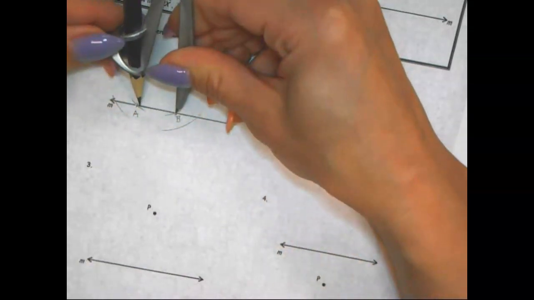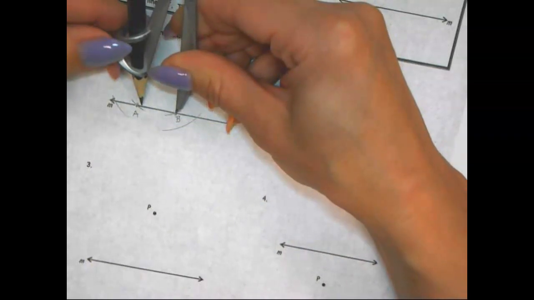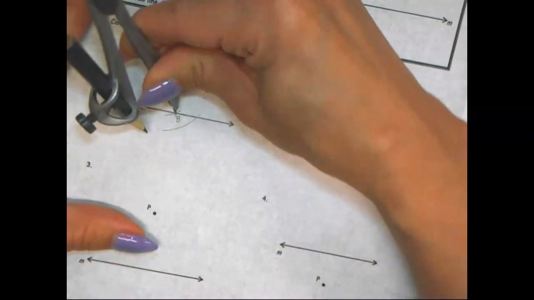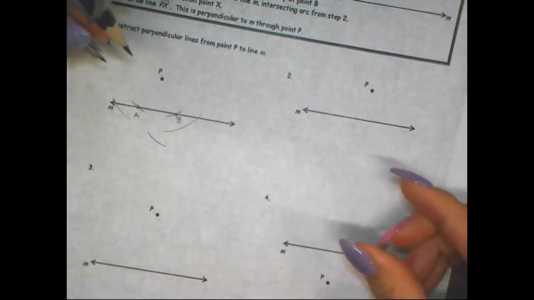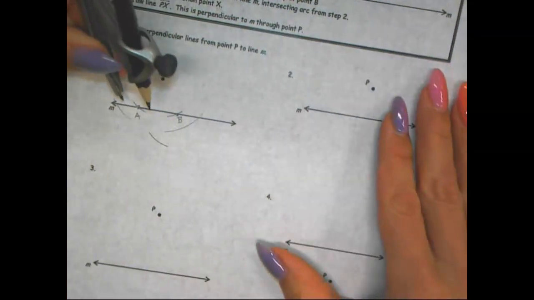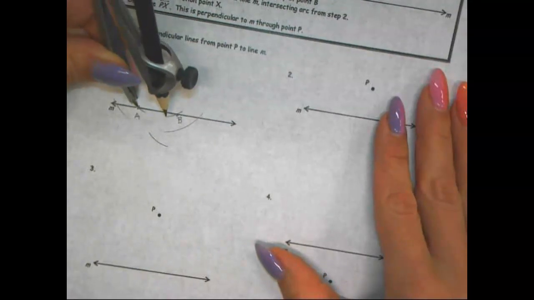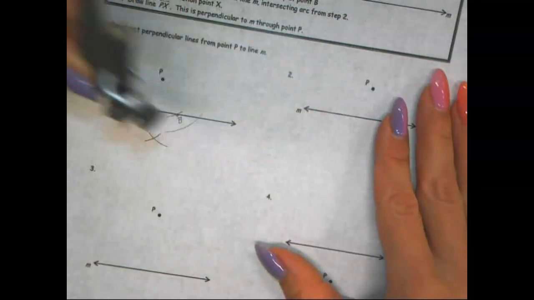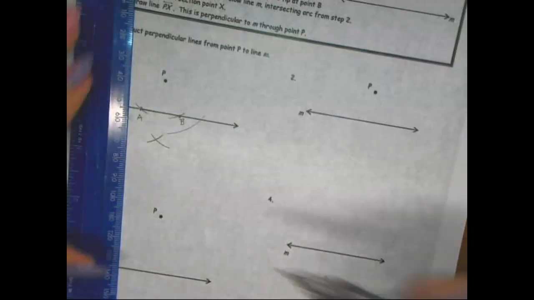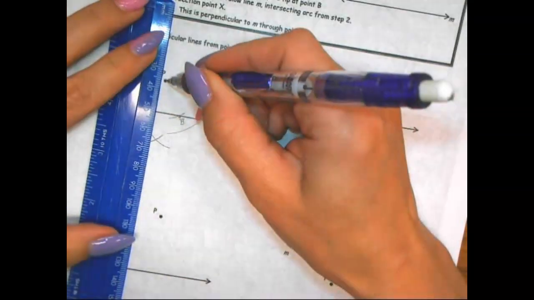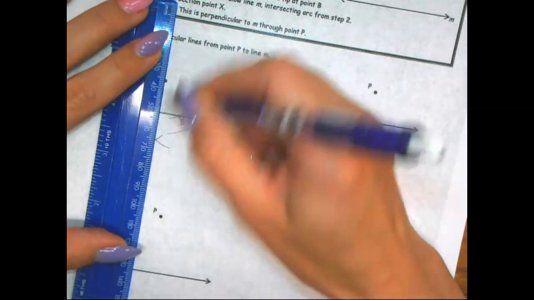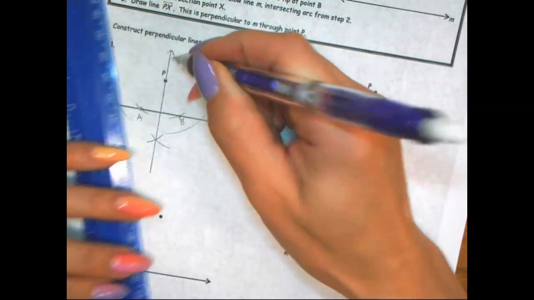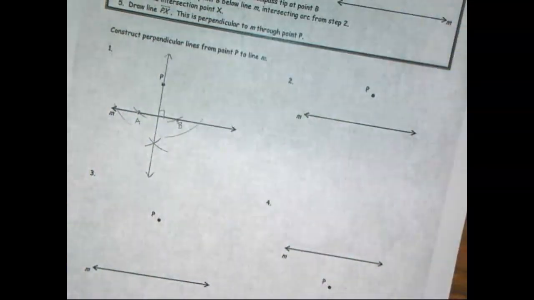I'm going to open my compass more than halfway across AB, and AB is pretty short, so I'm going to do it almost all the way across. And then I'm going to make an arc down below, and I'm going to switch sides and do another one down below. So now it's going to go through P and this intersection that we just created. That's my perpendicular. Make sure you put arrows on it and a right angle box.